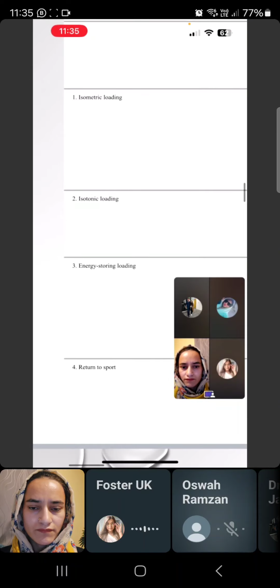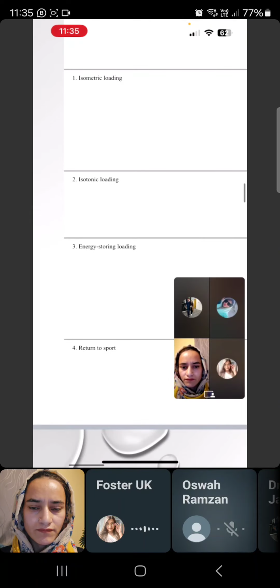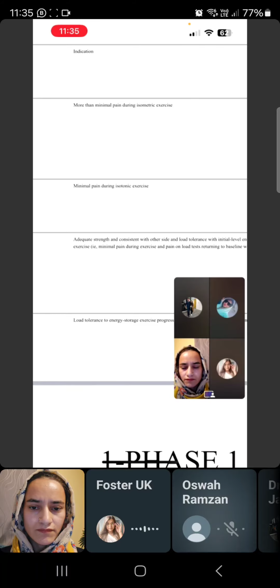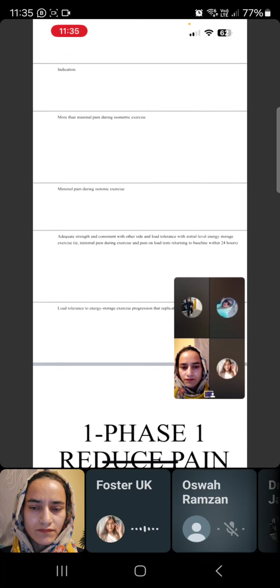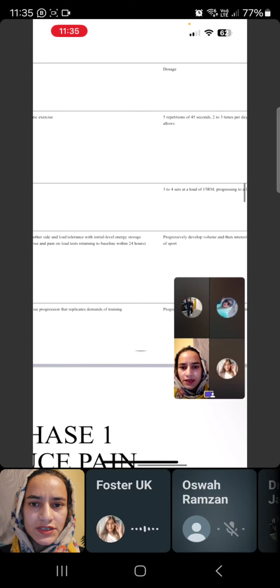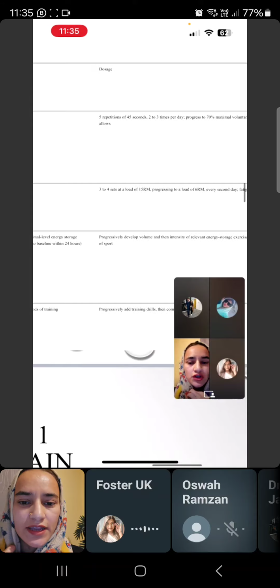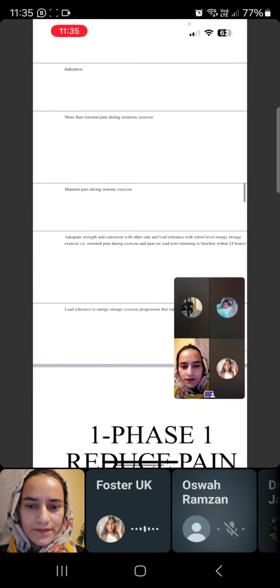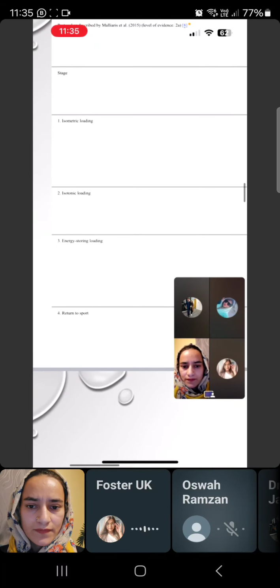Then comes the isotonic phase, when you start adding concentric loading, then energy storing loading, and then, of course, return to sports. We'll discuss all this in detail; this is just a little summary. So isotonic is where the length of your muscle changes, and then more energy storing exercises. Can anyone give me an example of an energy storing exercise? Plyometrics, yes: jumping, hopping, skipping, exactly, because again we are focusing on the stretch shortening cycle. And in the end comes your return to sport.